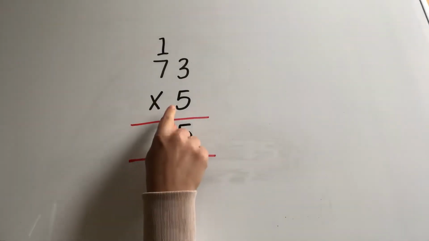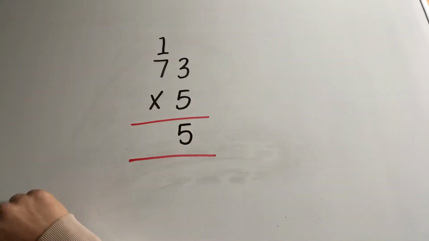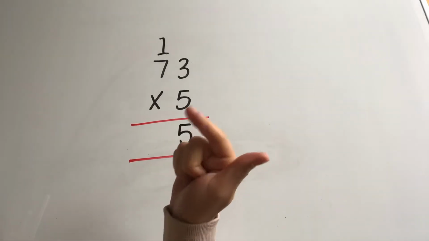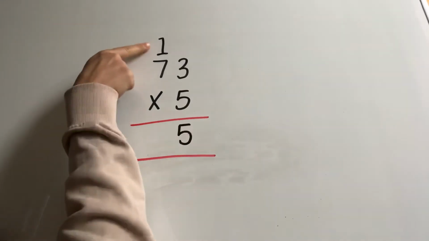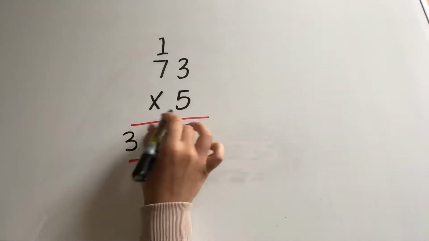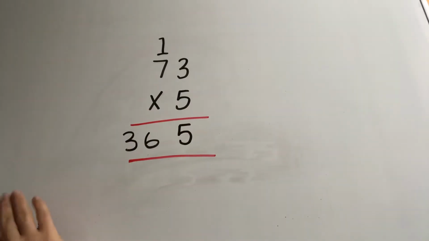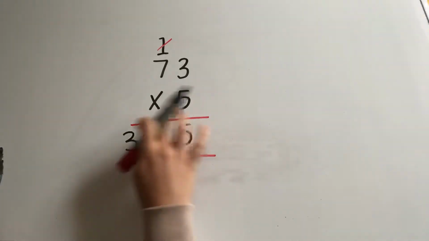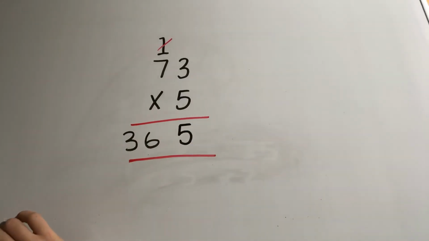I then multiply 5 groups of 7. So I'm going to use my skip counting again. 5, 10, 15, 20, 25, 30, 35. And we need to add the 1, which is 36. So 5 groups of 73 is 365. And this is called our product when we're multiplying.